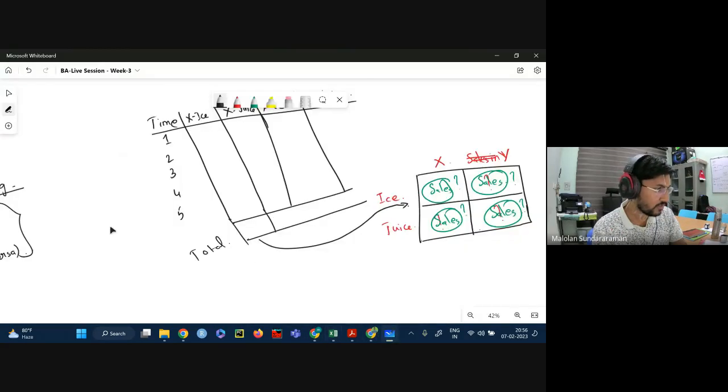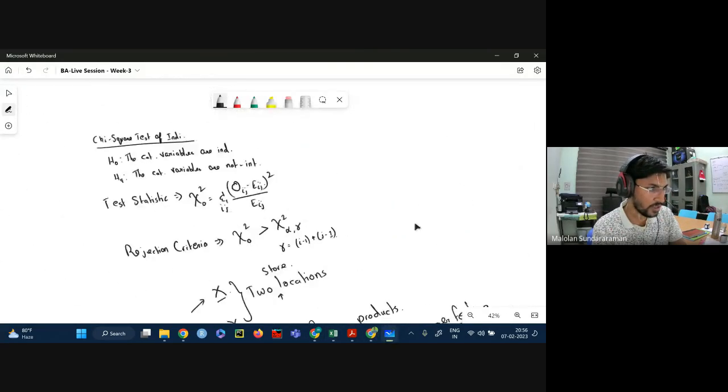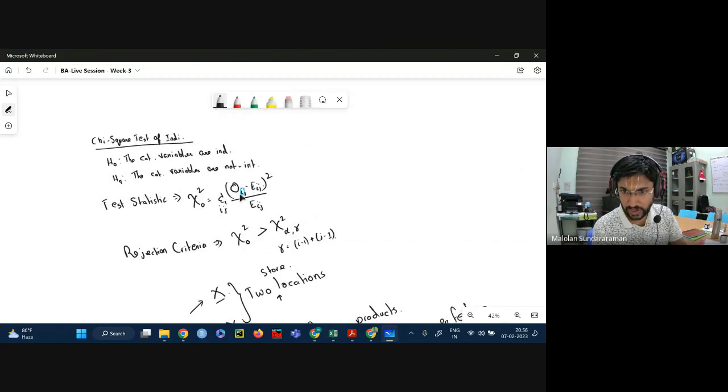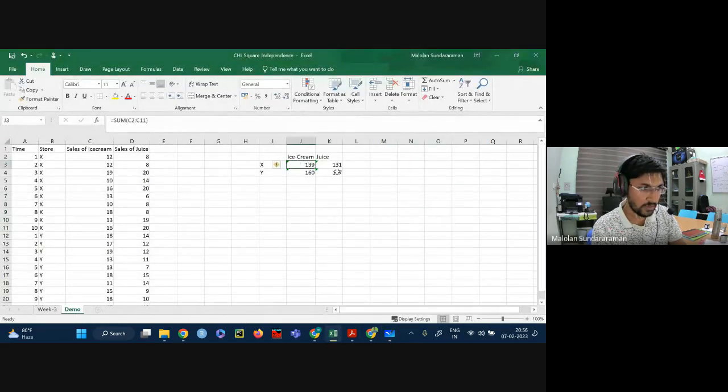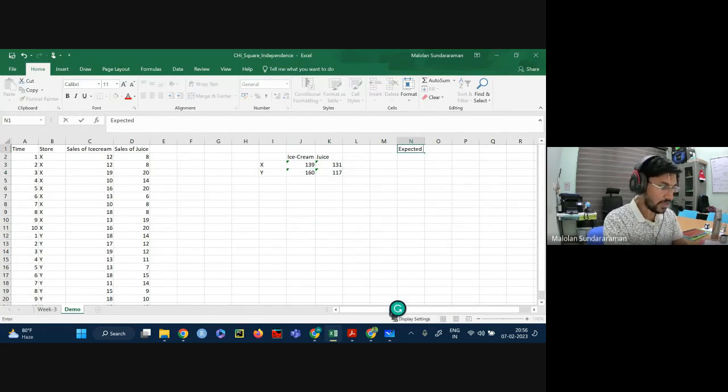This should be fairly straightforward. You guys know it. I need to calculate my observed frequency, expected frequency, and then I can calculate chi-square. So the observed frequencies are this. This is from my sample. I must calculate my expected frequency.